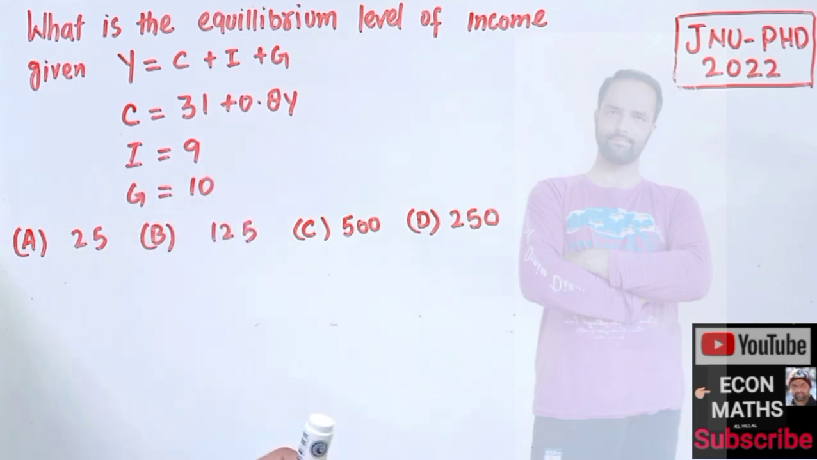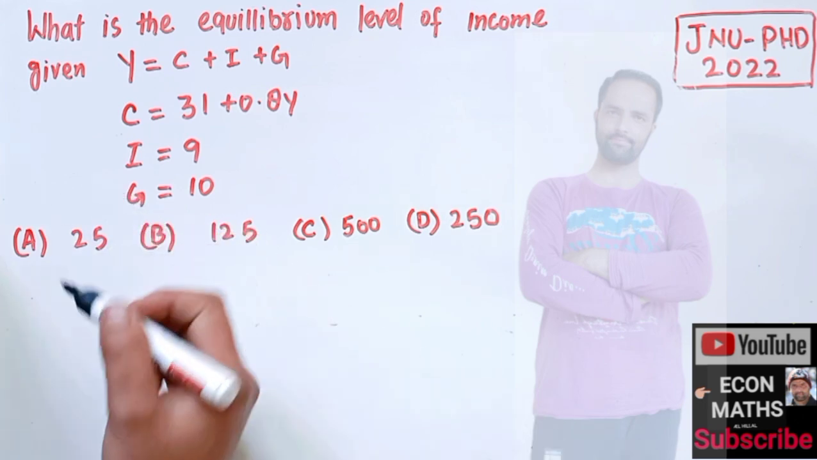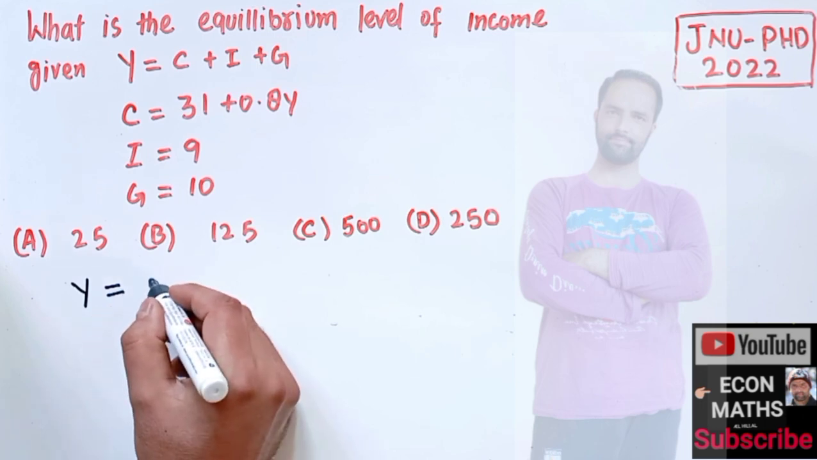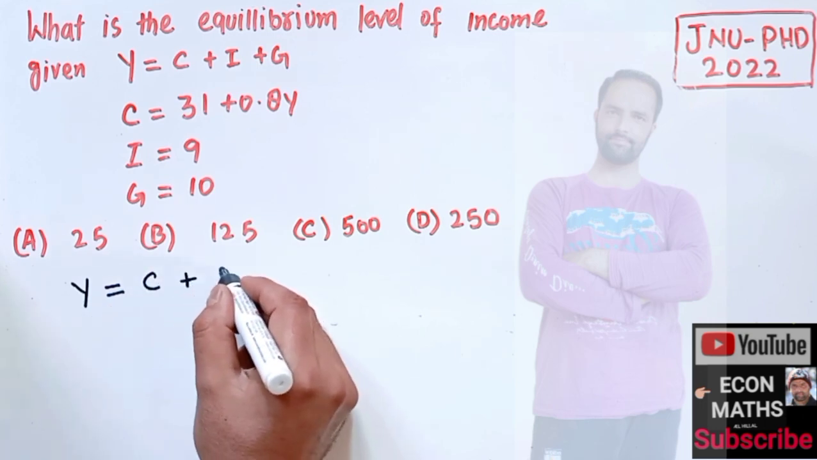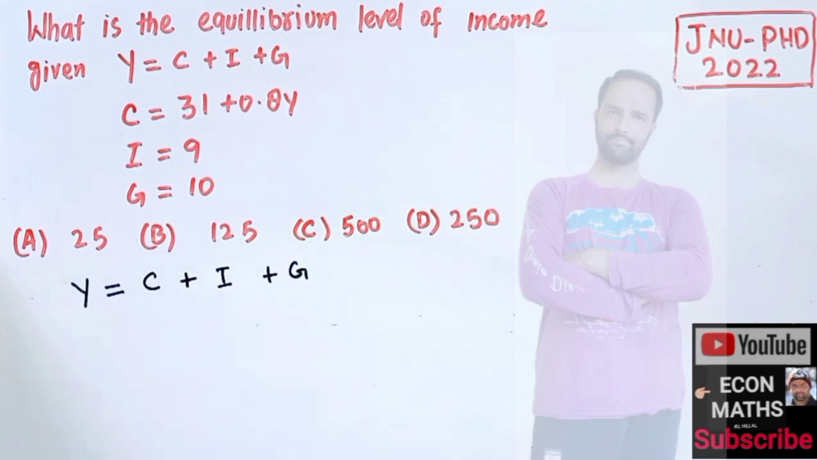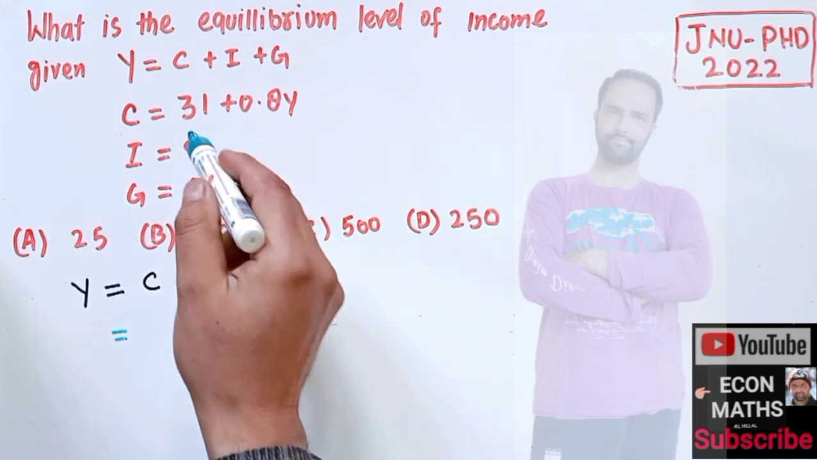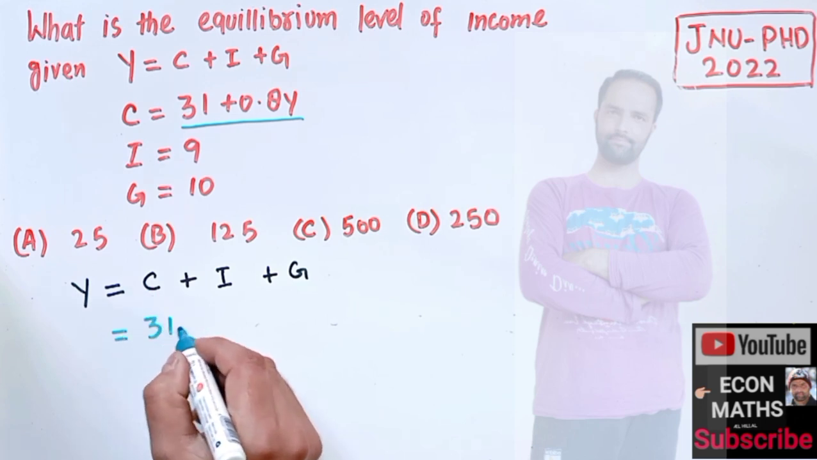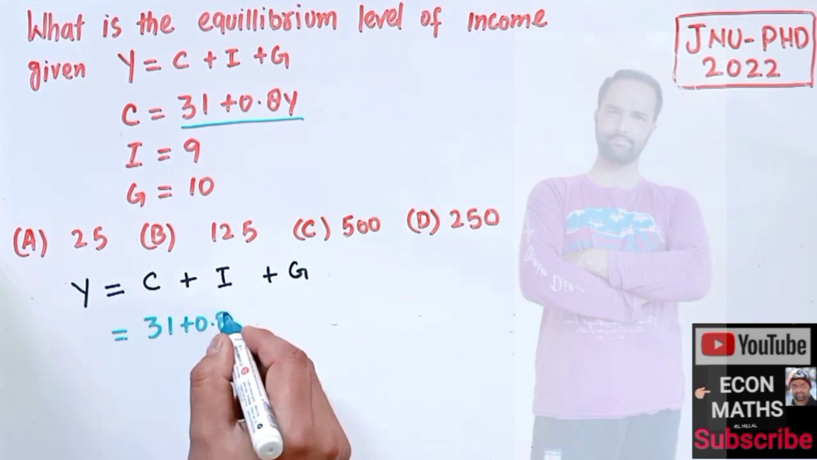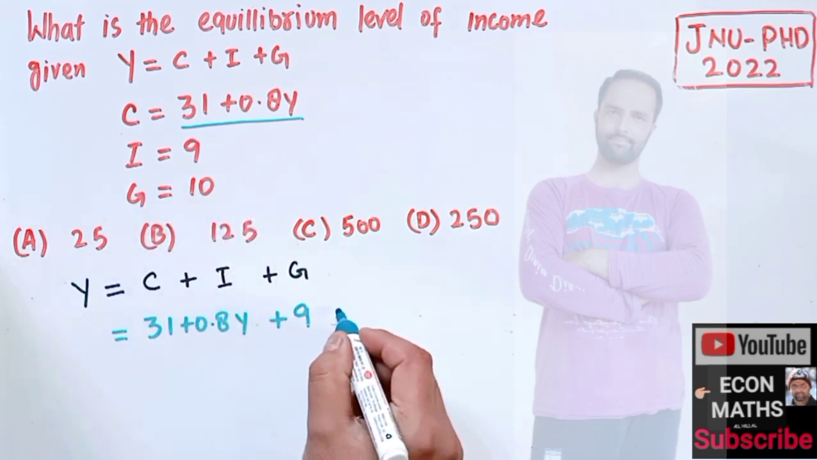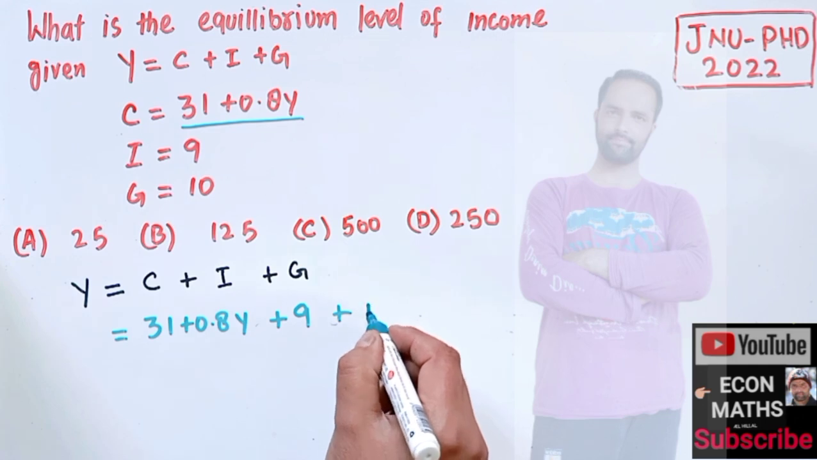The options are being given. We need to find out the correct option. Okay, so using this identity, that is total income is equal to consumption expenditure plus investment expenditure plus government expenditure. Now our consumption is being given as 31 plus 0.8Y. Let us write it in place of C: 31 plus 0.8Y plus investment is being given as 9 and government spending is 10.